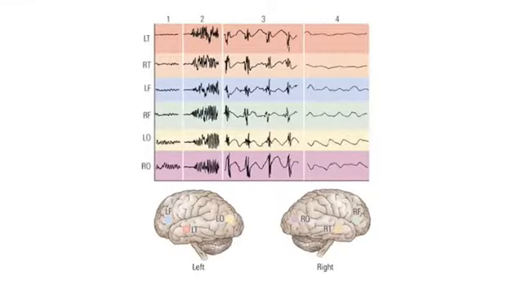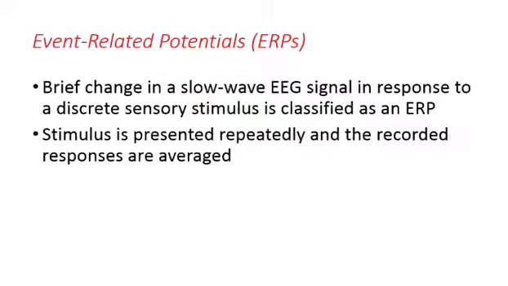And then again, just an example of the different locations of specific electrodes in the brain and their different patterns of activity. Event-related potentials make use of the EEG signal, but in this case, there's a brief change in a slow wave EEG signal in response to a discrete sensory stimulus.